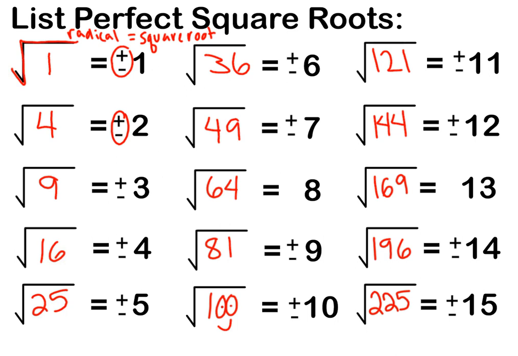And there you have it, is your list of perfect square roots. The big takeaway you should have is the fact that when you take the square root, you get both the positive and the negative of the answer. So don't forget, you have both the positive and the negative when you take the square root.